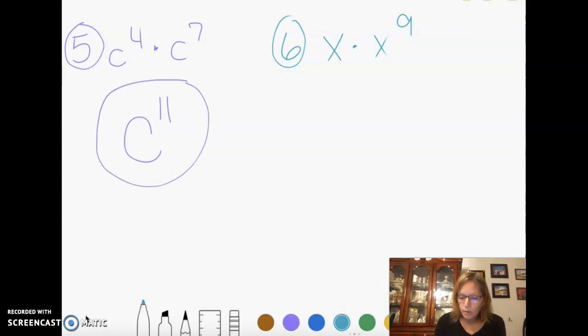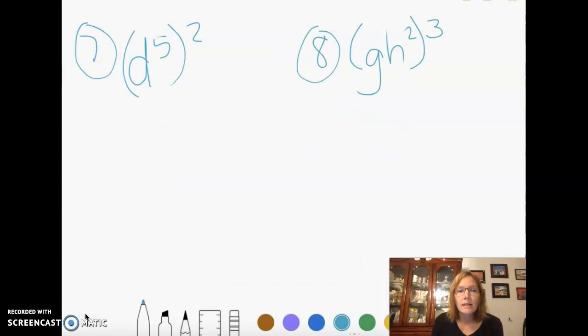So on the next one, again, write your base down, and then I'm adding the exponents. But don't forget, when you have no exponent, it's like an invisible 1 sitting there. So 9 plus 1 would be 10.